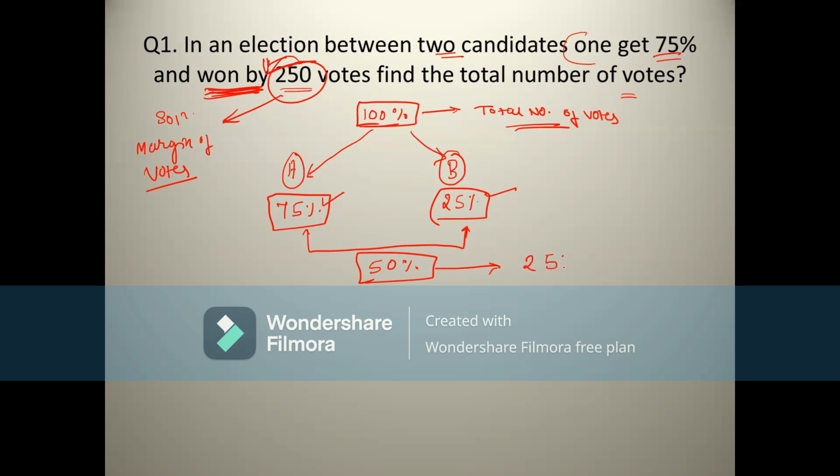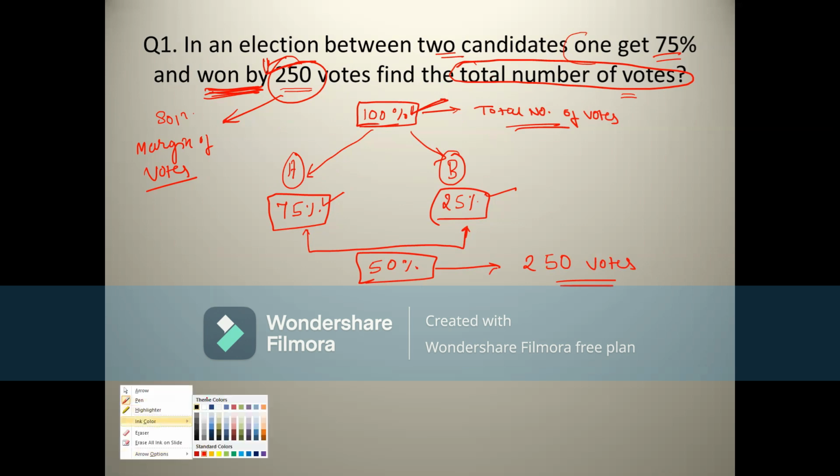50% equals 250 votes. So what do we have to find? We have to find the total number of votes, and the total number of votes is nothing but 100%. So we have to find the value of 100%.